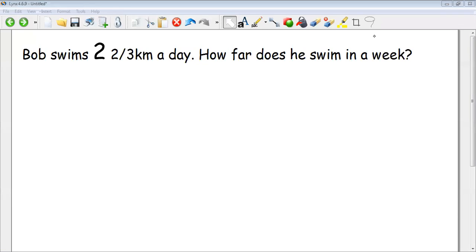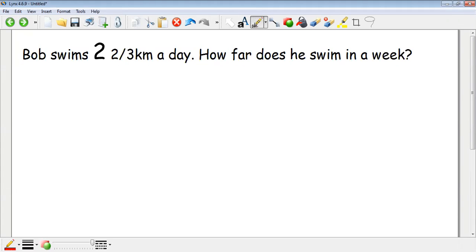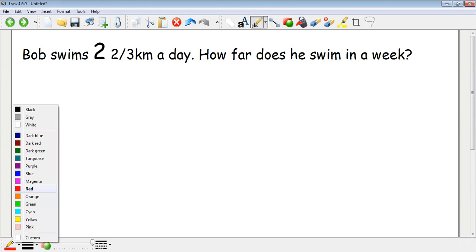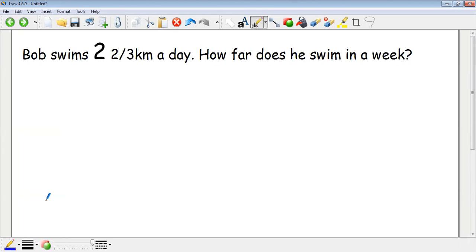Hi guys, here's a couple of questions to get you warmed up for today. We're looking at multiplying mixed numbers by integers. So hopefully by now we can remember integers simply just mean whole numbers. So you might see a few word problems today.